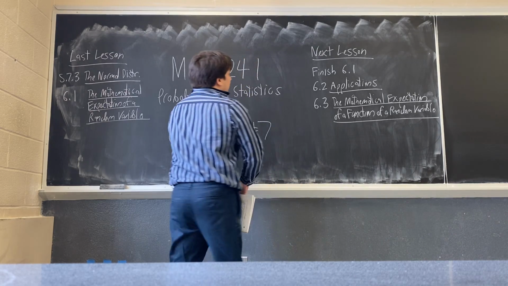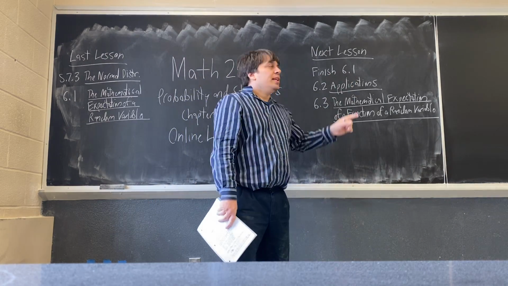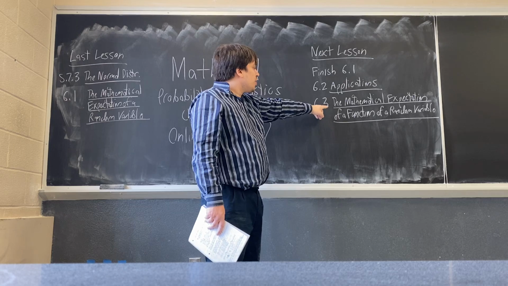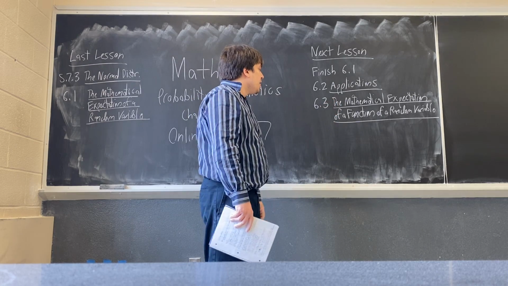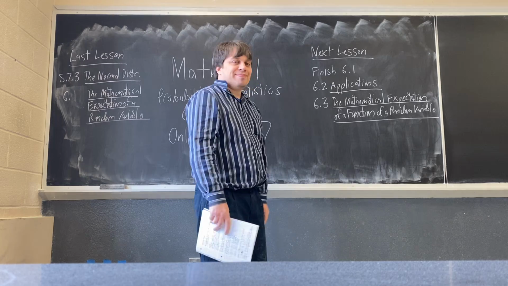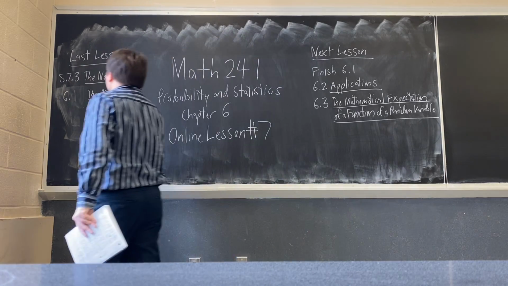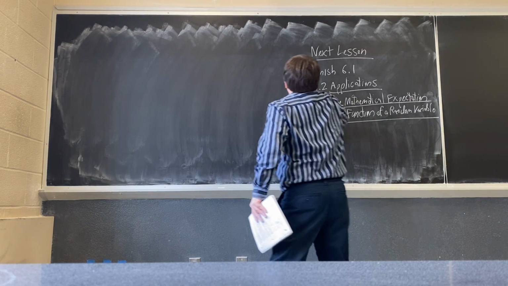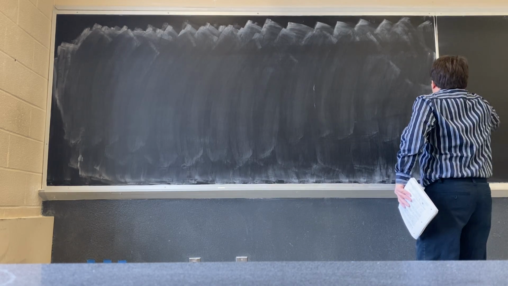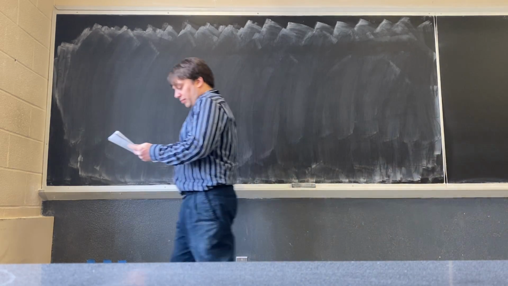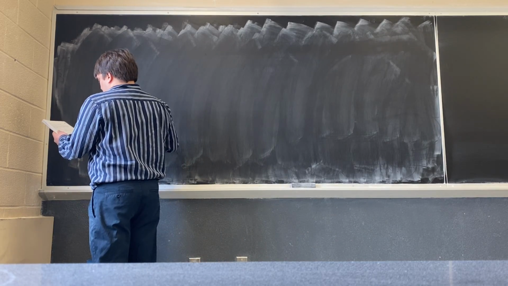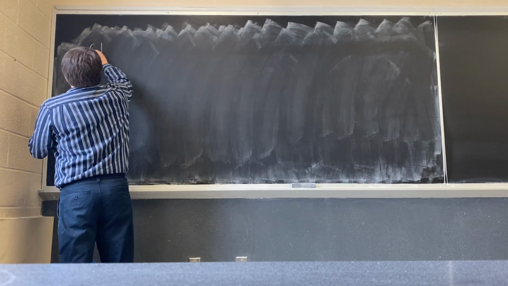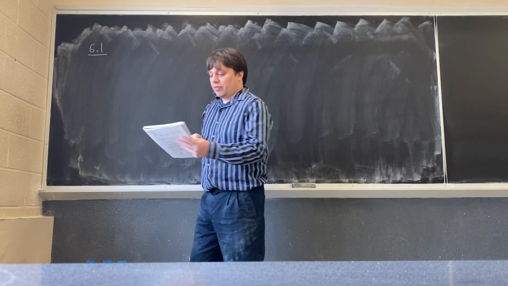Now in this next lesson, we're going to finish 6.1, and we're going to talk about 6.2, which is applications of E of X, and in 6.3, we're going to talk about the mathematical expectation of a function of a random variable. Okay, so let's get started. Let's finish 6.1. At the end of last class, we talked about the strong law of large numbers.